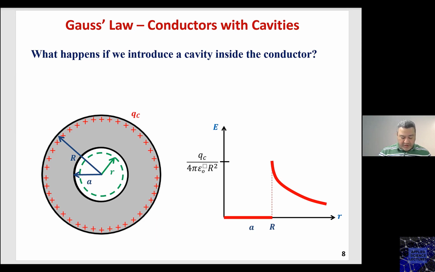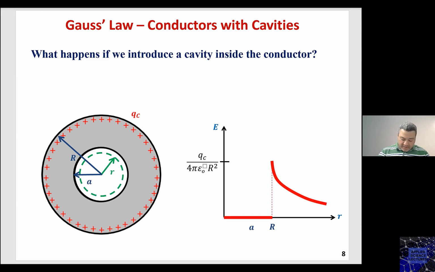Now this is what we have derived and drew earlier. Now let's look at the second case. The second case of spherical conductors is spherical conductors with cavities inside. So what you see here is a spherical conductor. However, there is a cavity inside. This cavity is full of air.